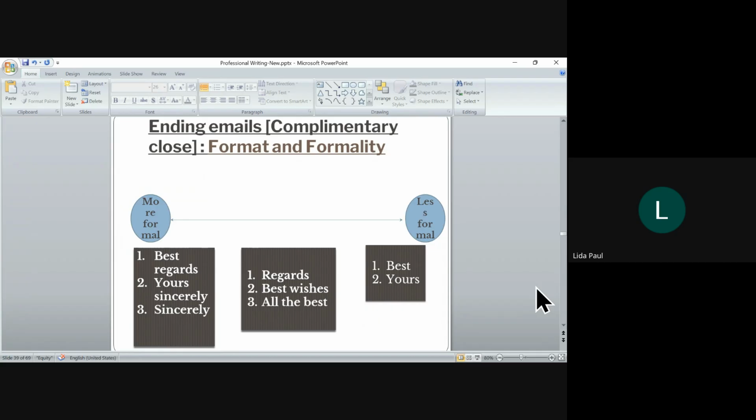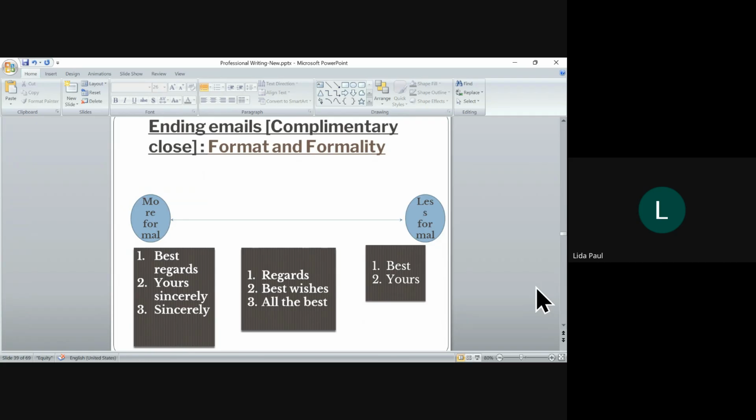So either keep it to sincerely. Sincerely should be the best way to go about it. But if you're more habituated to writing yours sincerely, then you can use that as well. It's not wrong, but try to use sincerely as much as possible. And then you also have best regards. This is also a very neutral way of putting forth a clause, right?